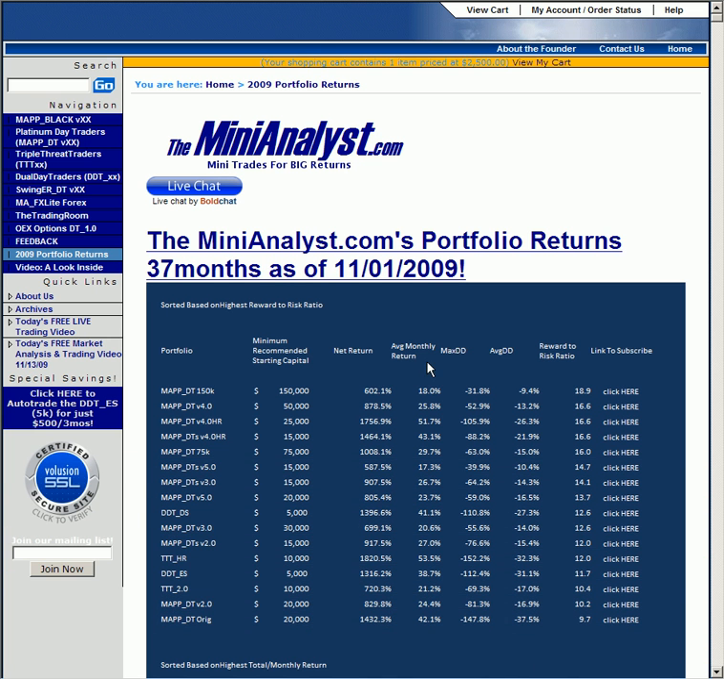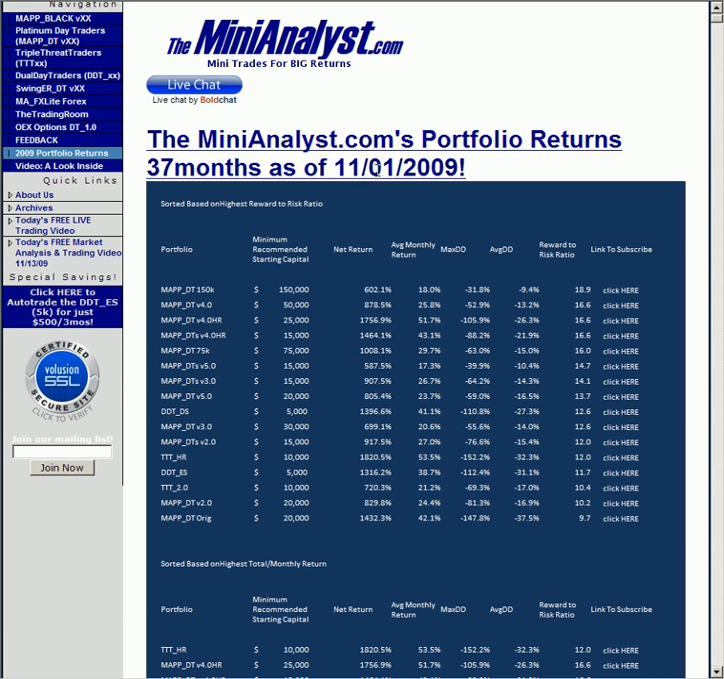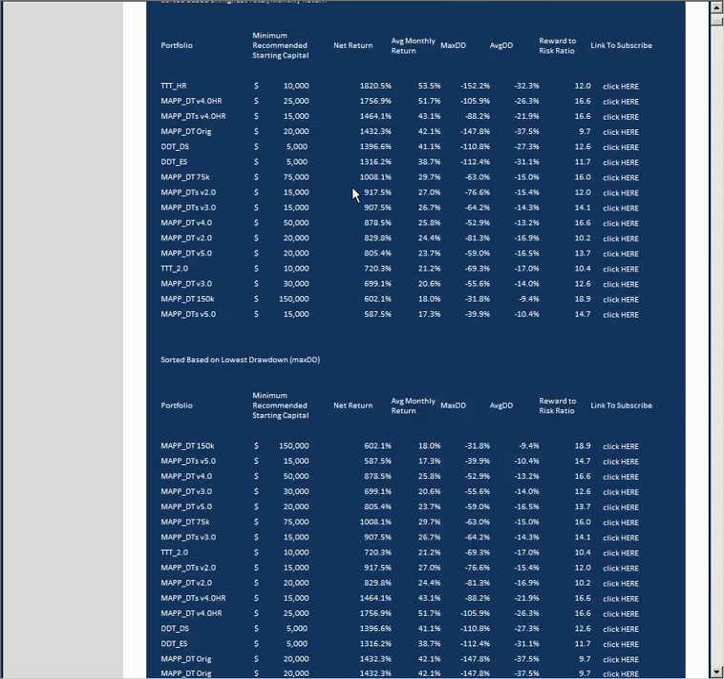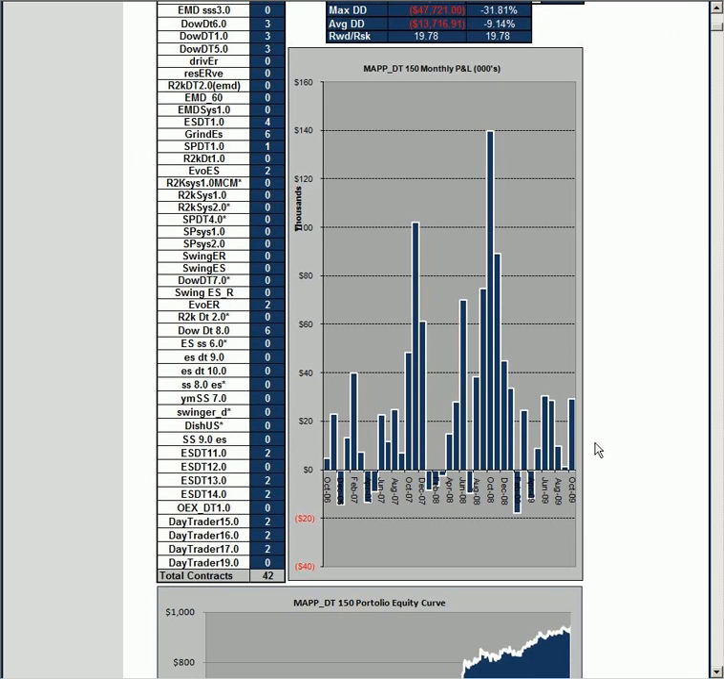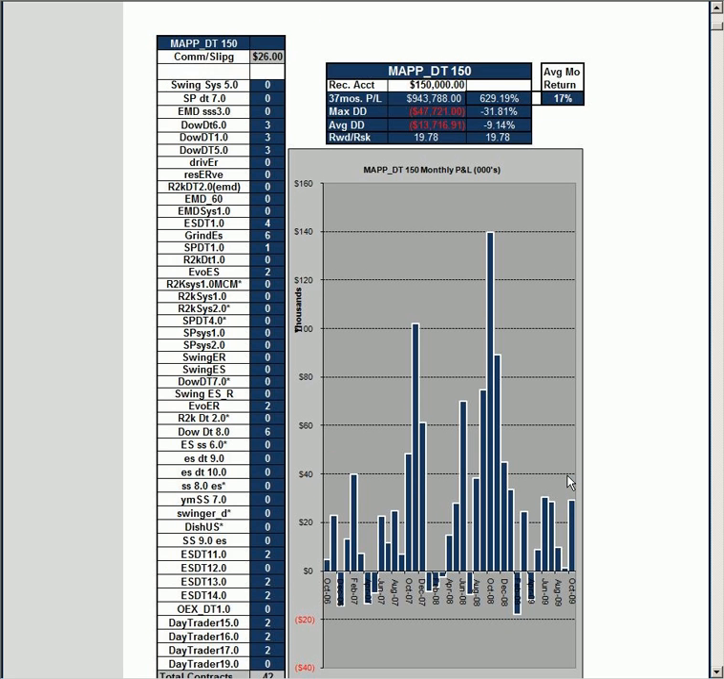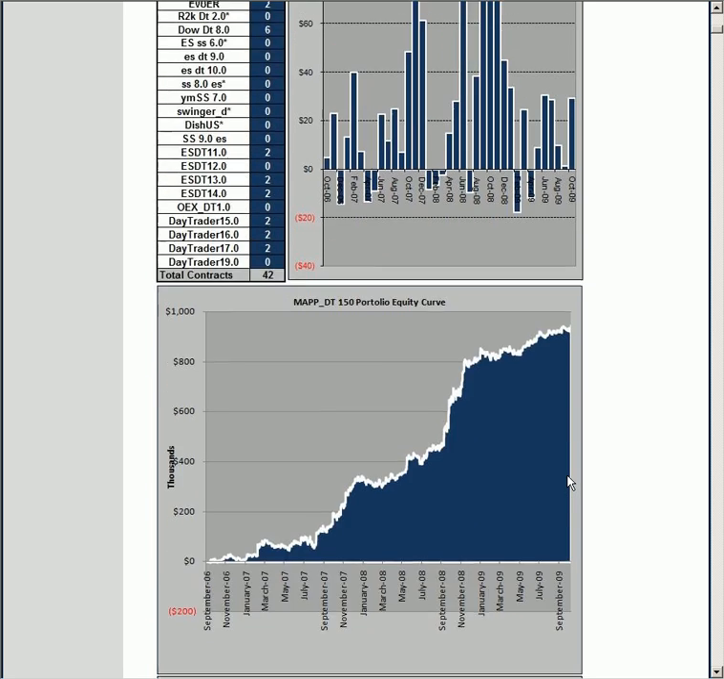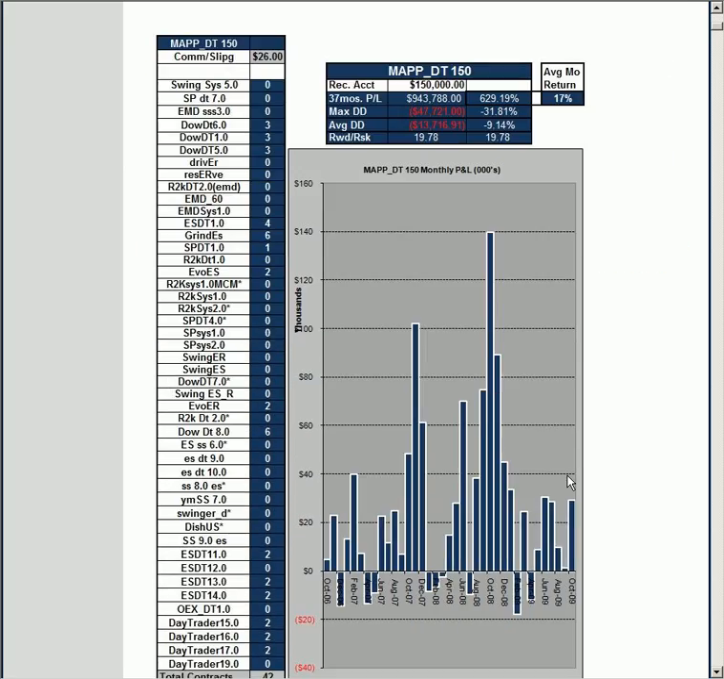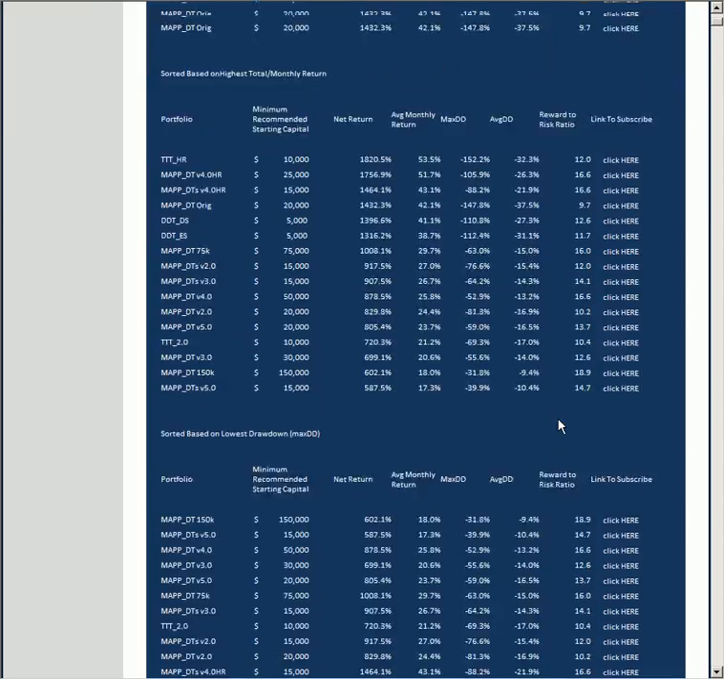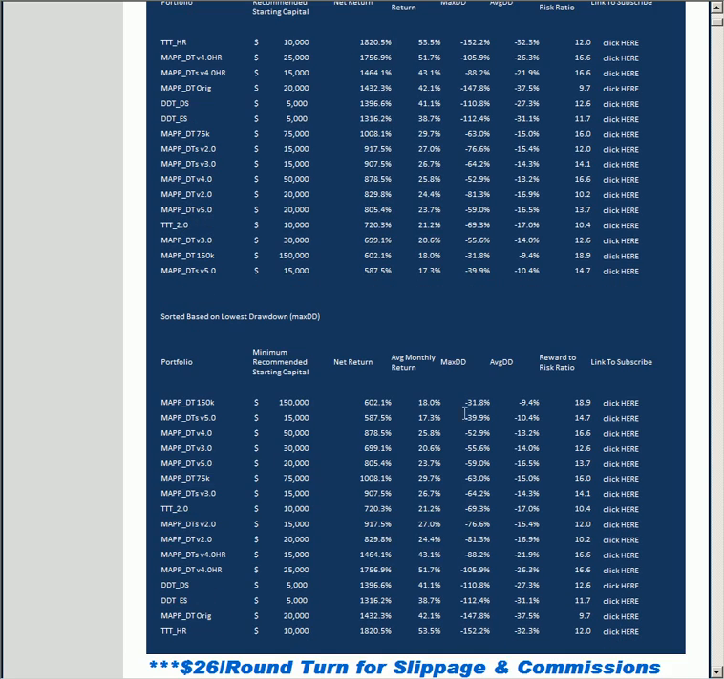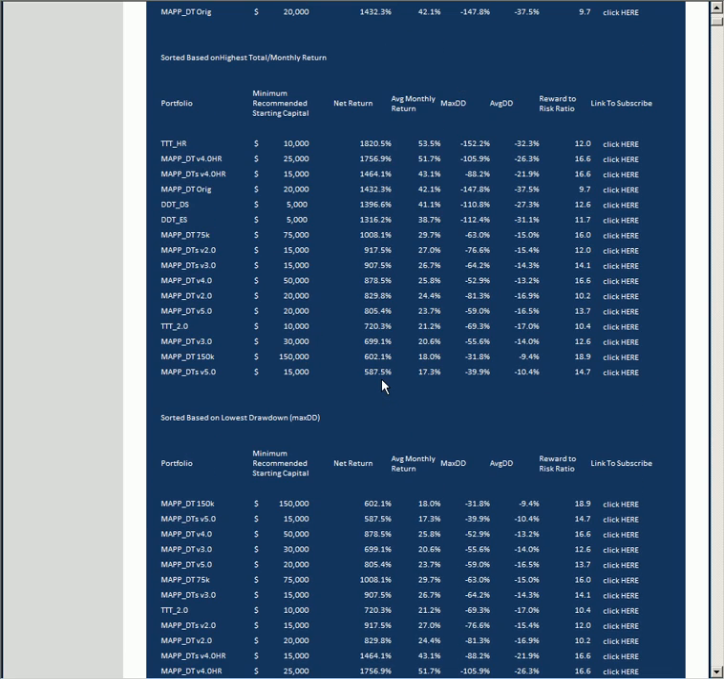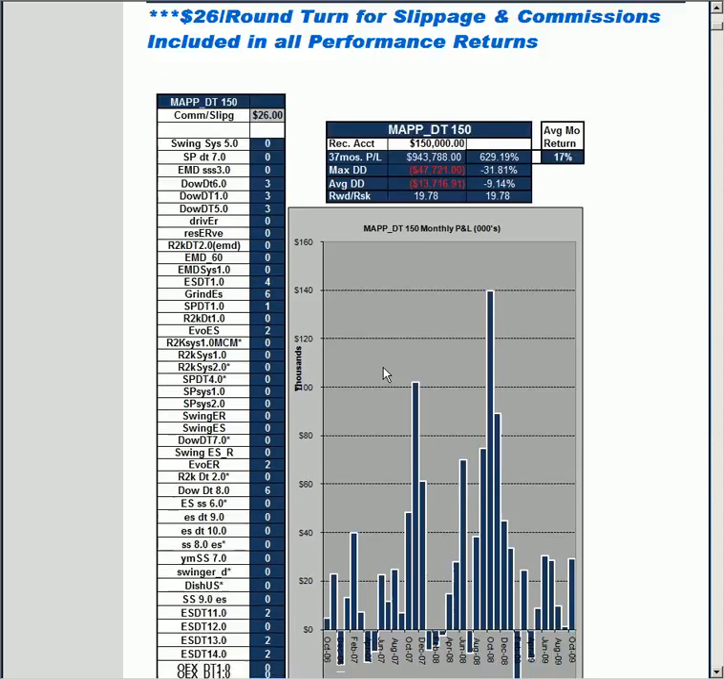But more importantly, as of November 1, technically the 30th of October, but as of the first of the month, we have our most recent quarter, which is August, September, and October. And as you can see, it's been another banner month for MiniAnalyst.com. This is the MAPDT 150. You can still go and look at all these rankings. Not much has changed on the rankings tables.